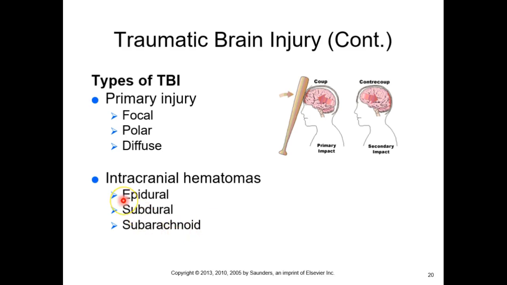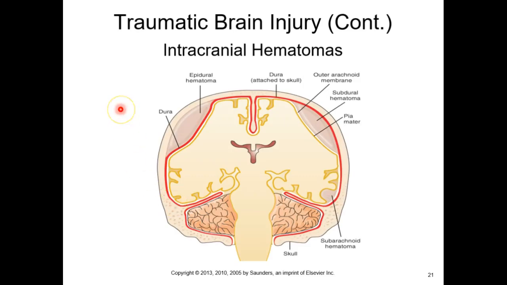So when we say epidural, we mean superficial to the dura mater. When we say subdural, we mean deep to the dura mater. And when we say subarachnoid, we mean deep to the arachnoid mater. Deeper and deeper. These are going to look a little bit different on imaging, and they're going to have different clinical outcomes as a rule of thumb.